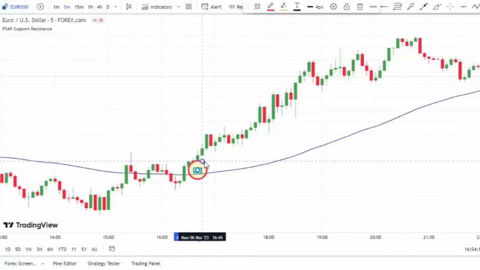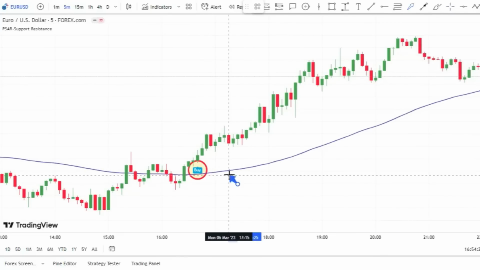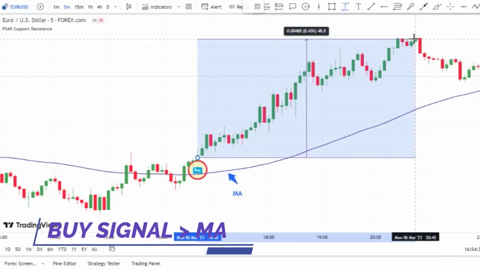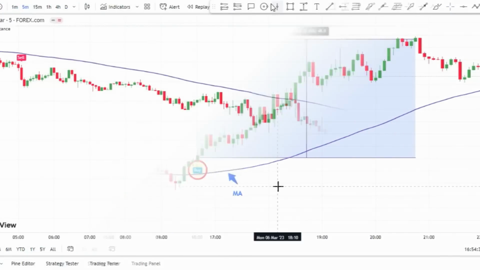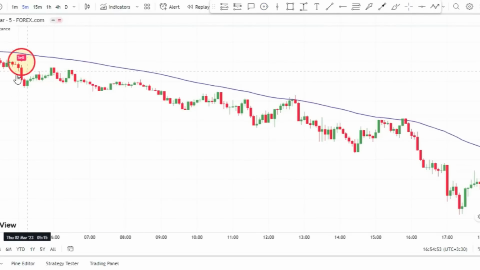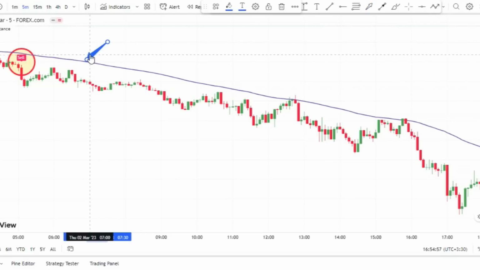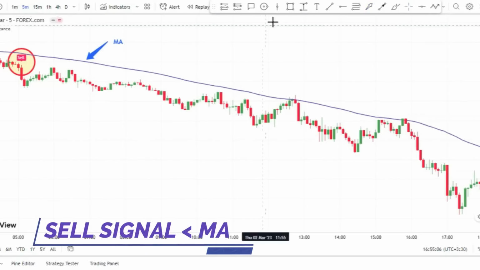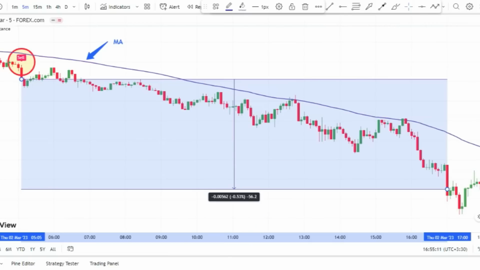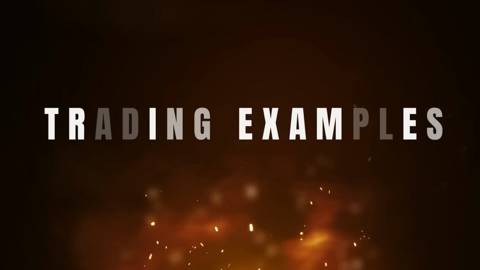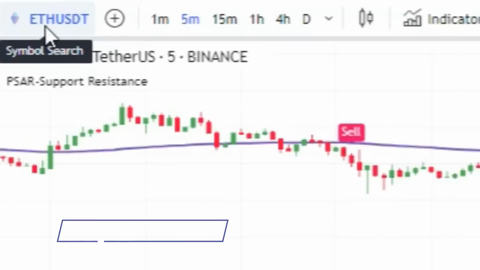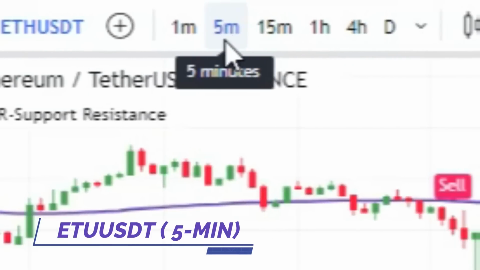Therefore, enter a buy trade with the signal of this indicator only when the candlestick has a signal above the moving average. And enter a sell trade with the signal of this indicator only when the candlestick has a signal below the moving average. To gain a better understanding of how to trade with this indicator, examine a few examples on the Ethereum chart with a 5-minute time frame.